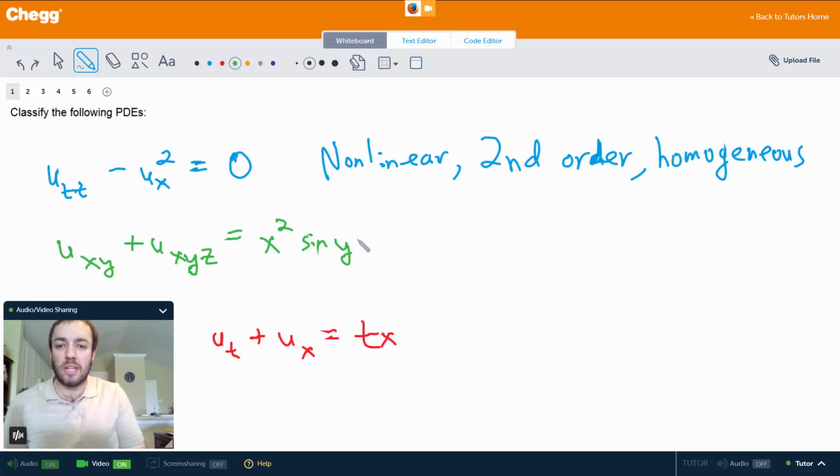Now, if we had x squared sine of y times, let's say, u squared, then yeah, because of the u squared, that would make everything nonlinear. But we don't have that, we just have this. So this is a linear equation.